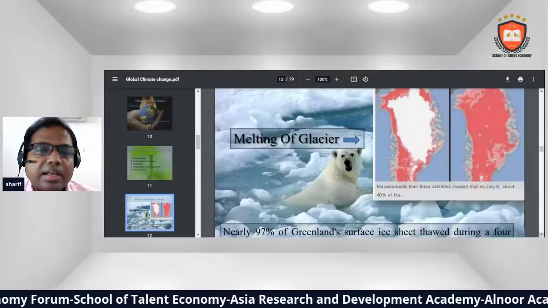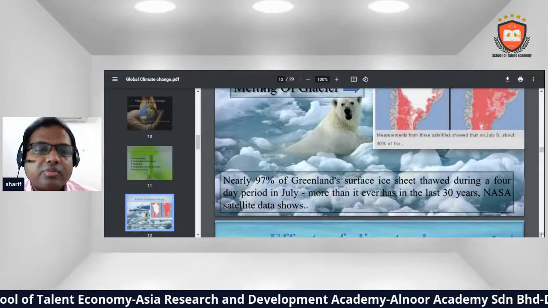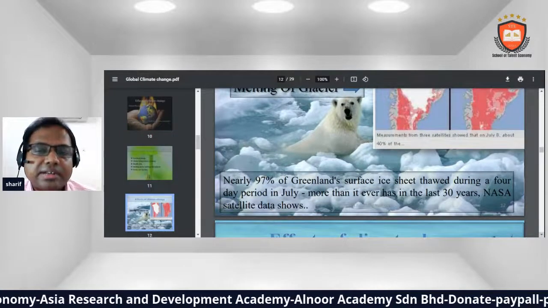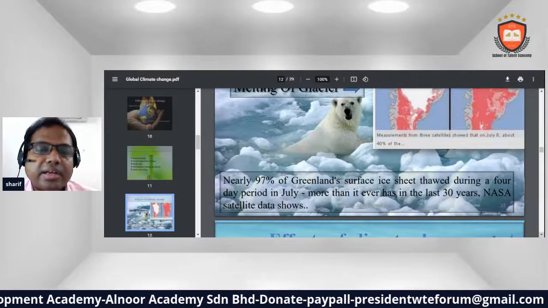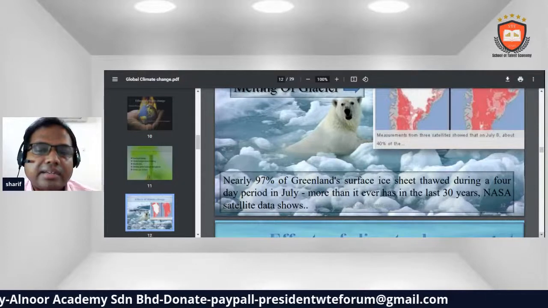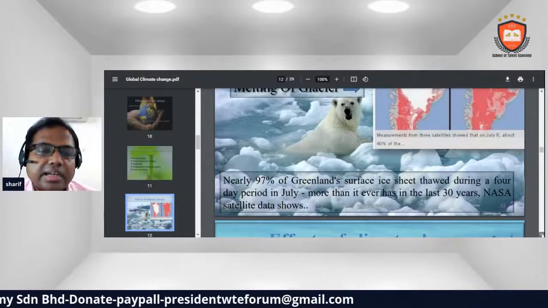Effect of climate change: melting of glaciers. Nearly 97% of the Greenland surface ice sheet thawed during a 4-day period in July, more than it ever has in the last 30 years, NASA satellite data shows.